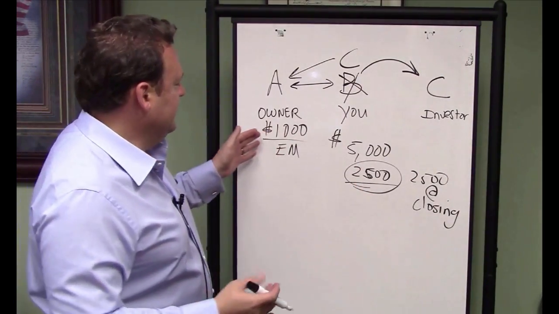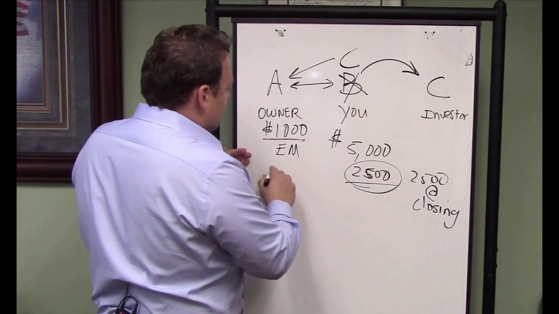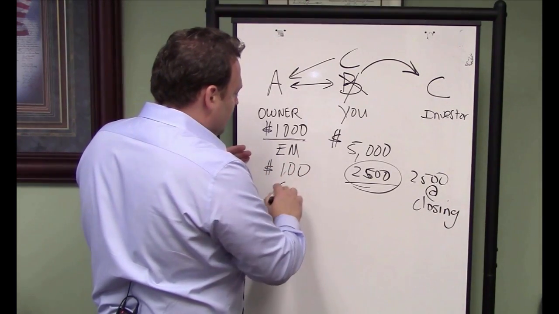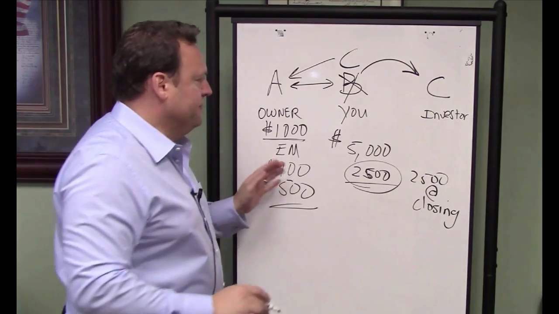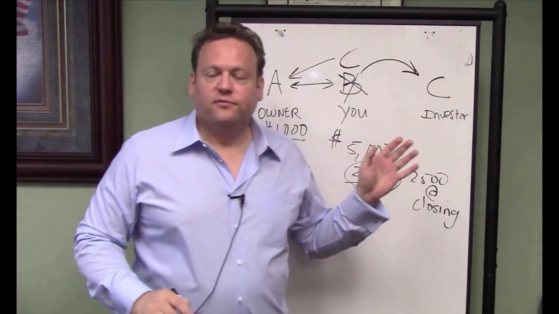It's some money down, maybe $1,000 earnest money to A. If you're lucky, you get away with $100 or $500, but really that's all the money you're putting down, and then you're walking out with $5 grand on the deal.